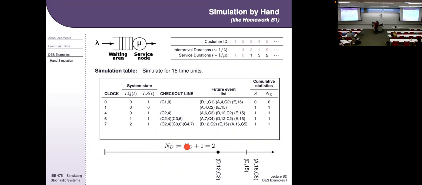We increase the number of departures. We increase the cumulative statistics. So 12 minus 4, that gives us 8. So that's the same as their service time. They didn't have any delay. We remove them from the checkout line.